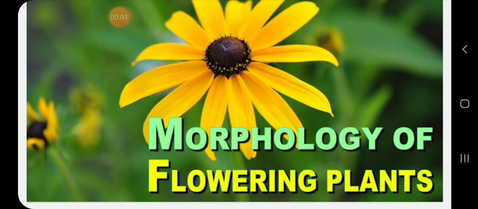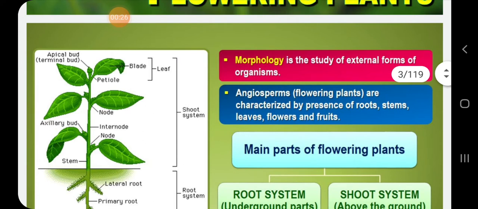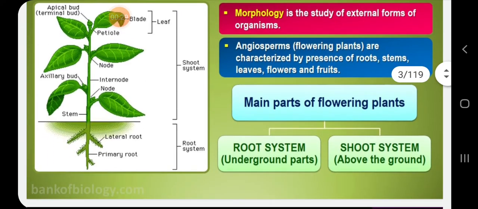Hello students, now we are going to start a new chapter, Morphology of Flowering Plants. Morphology means the study of external features of any living organism, and here we are talking about the flowering plants, the angiosperms. Flowering plants are categorized by the presence of roots, stem, leaves, flowers and fruits, and they have two systems: the underground system, that is the root system, and the shoot system, which grows above the ground.